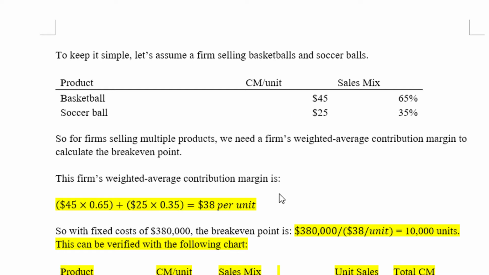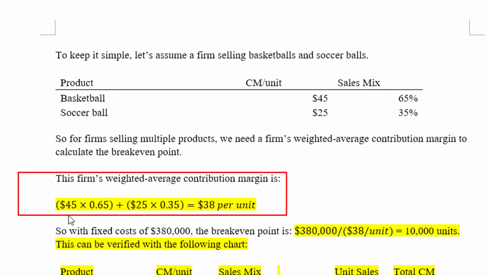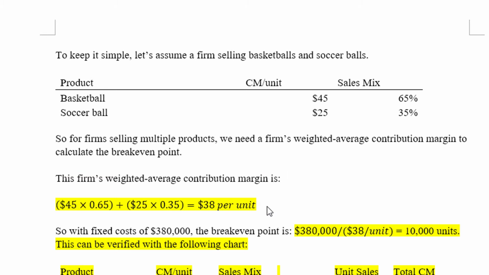So the weighted average contribution margin per unit is $45 for the basketballs, weighted by their sales mix, 65% or 0.65, plus the $25 for soccer balls, weighted by their sales mix, 35%. So you end up with $38 per unit, which is in between 25 and 45, but it's more toward 45, which should not be surprising given that you sell more basketballs.